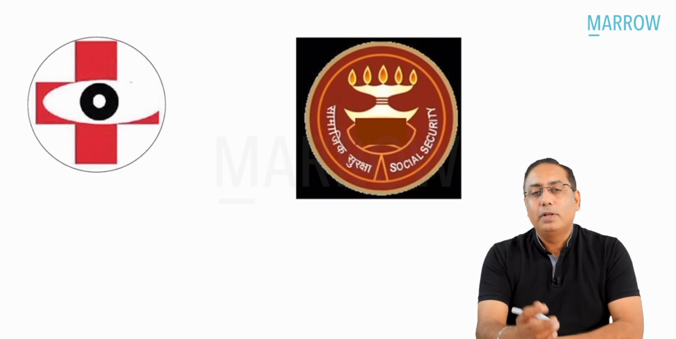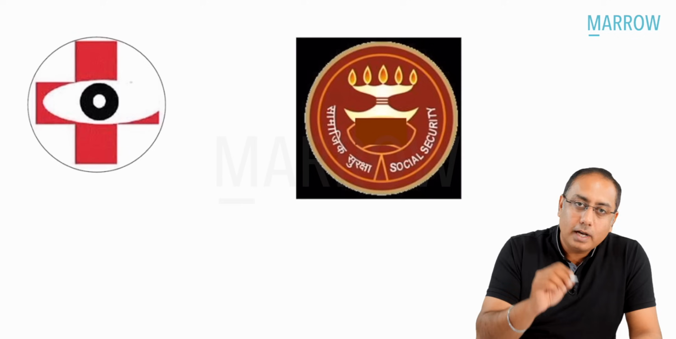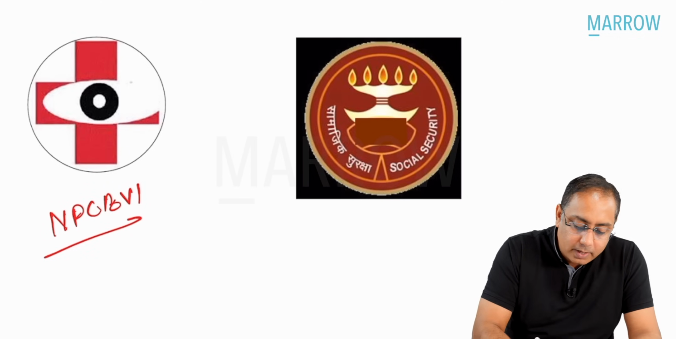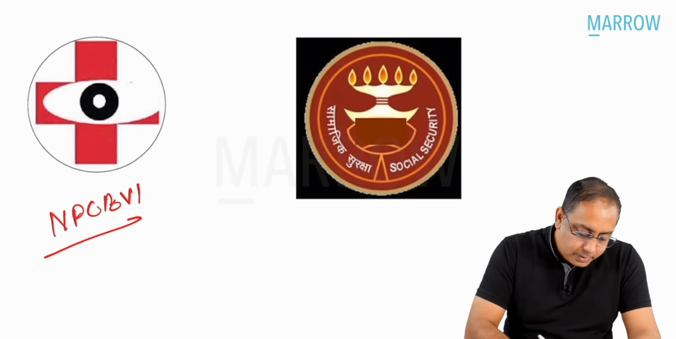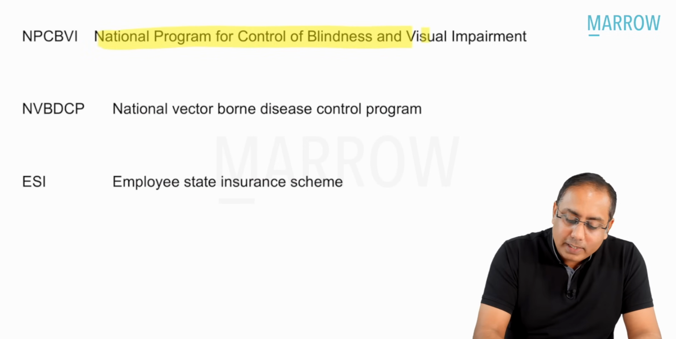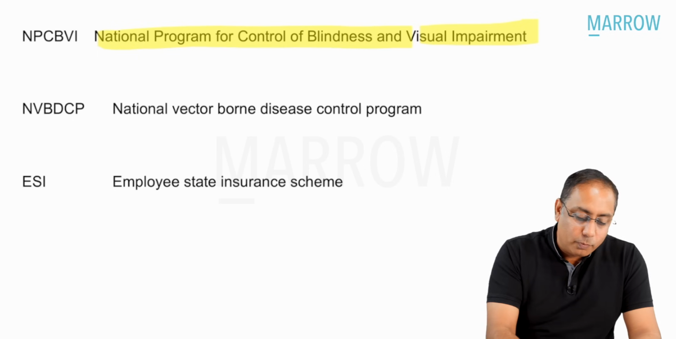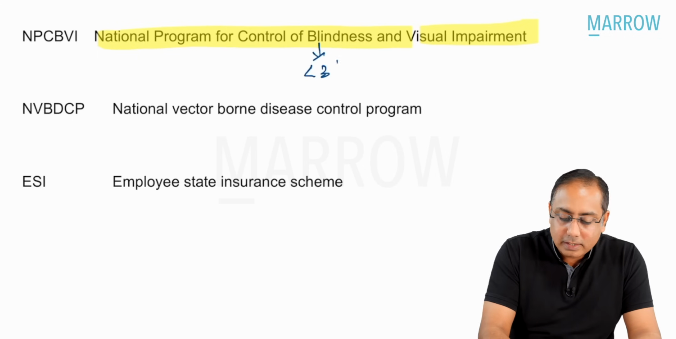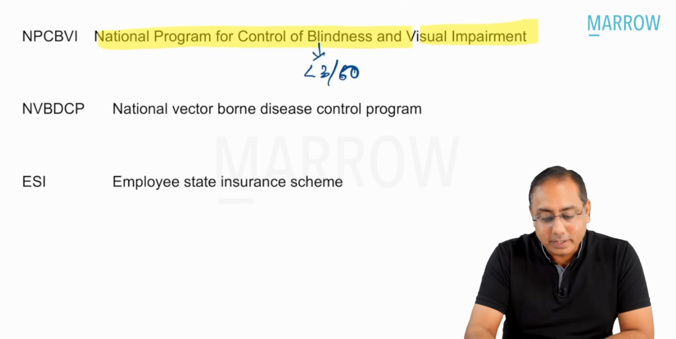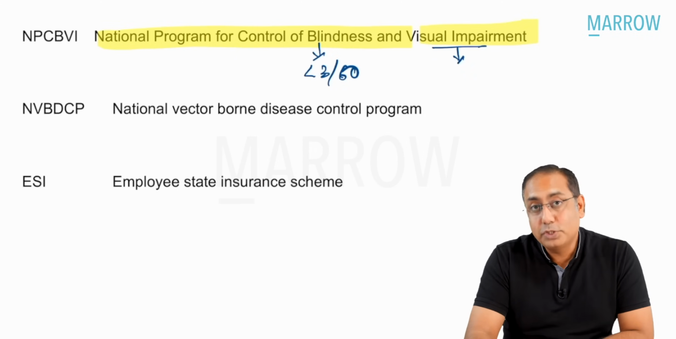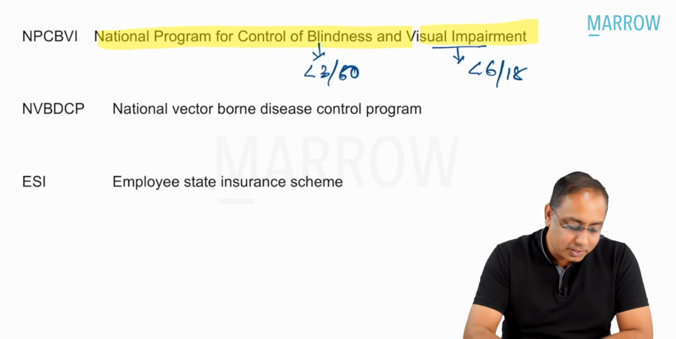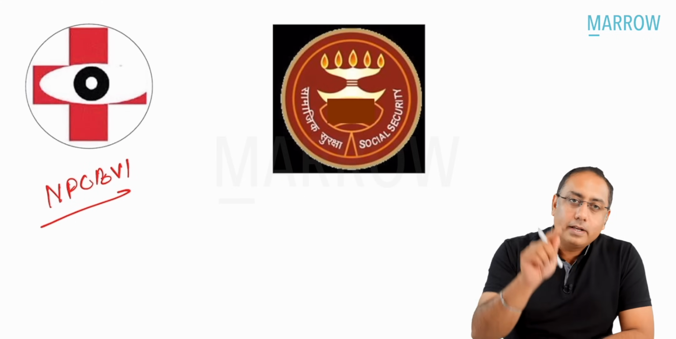Let us go to the next symbol. What does this image stand for? You see the I over here. This I stands for the NPCBVI. What is NPCBVI? NPCBVI stands for the National Program for Control of Blindness and Visual Impairment. When do you say blind? Blindness is less than 3/60 in the better eye with best possible correction. What is visual impairment? If the visual acuity is less than 6/18 in the better eye with the best possible correction.